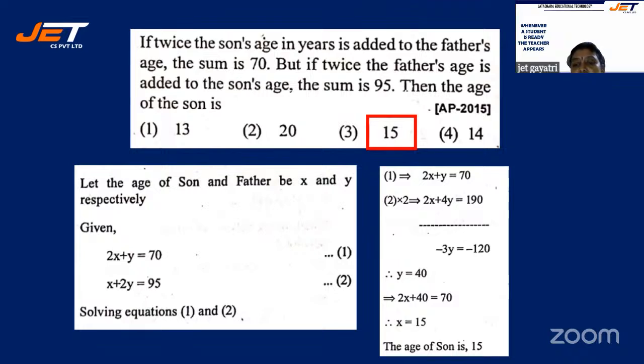When you solve for this, you get the value of X is 15. Okay. Then they are asking only the son's age, right? So X, the value of X is 15.